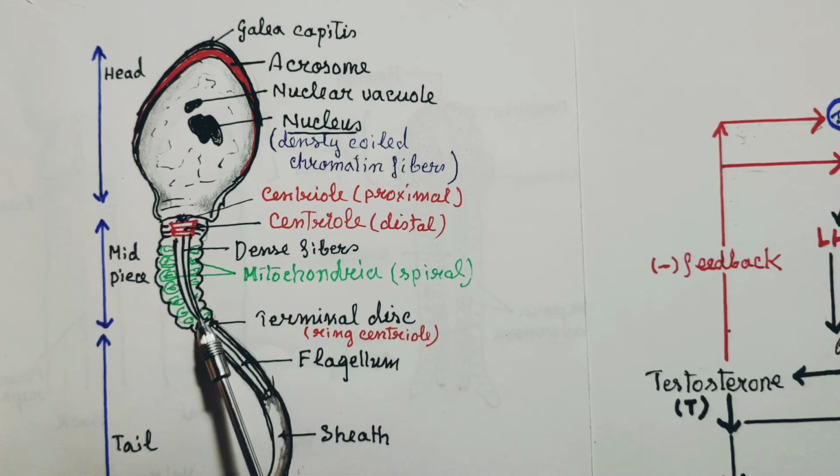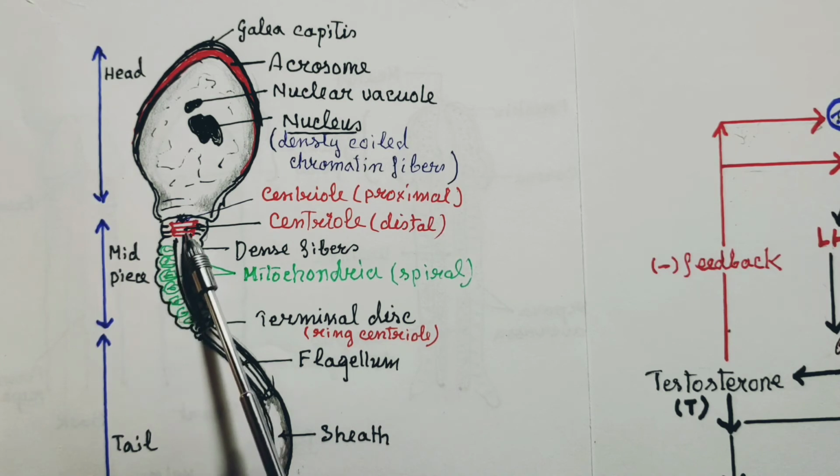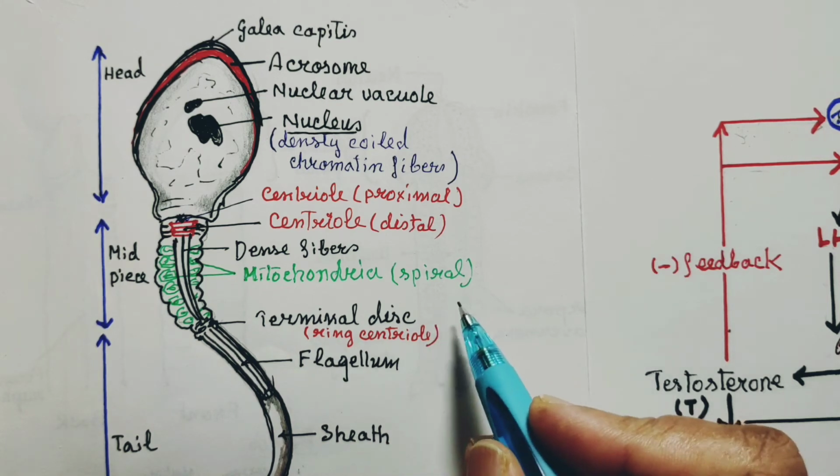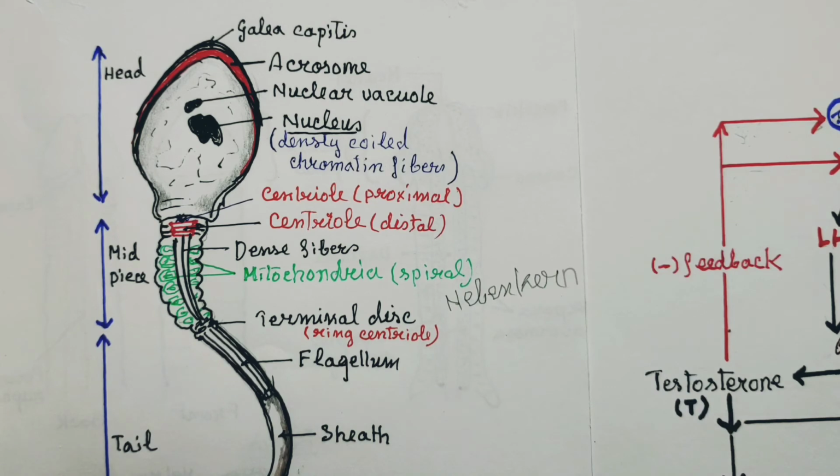Here in the midpiece, around this axis there is a spiral of mitochondria. It is actually a spiral kind of structure. It is known as Nebenkern. It is used for ATP production, and ATP is required for the journey through the female cervix, uterus and uterine tubes, etc. The tail, also known as the flagellum, executes the movement that propels the sperm cells.